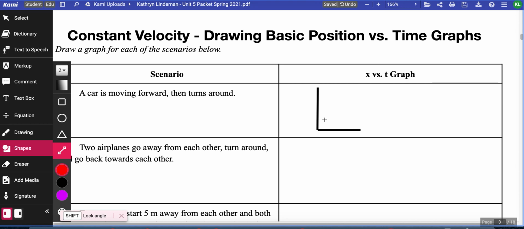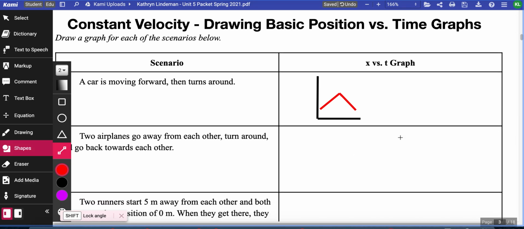Okay. So a car moves forward, so that means we need to have a positive slope, and then the car moves backward, so it turns around. That means we would have a negative slope. And ideally these lines are touching, but I know it can be kind of tricky in Cami.